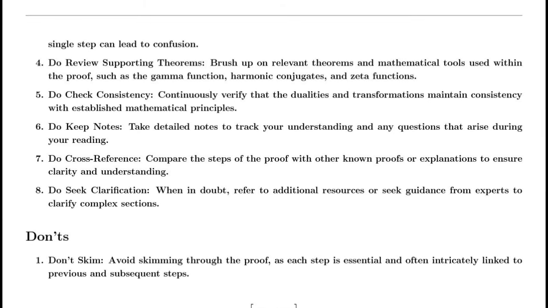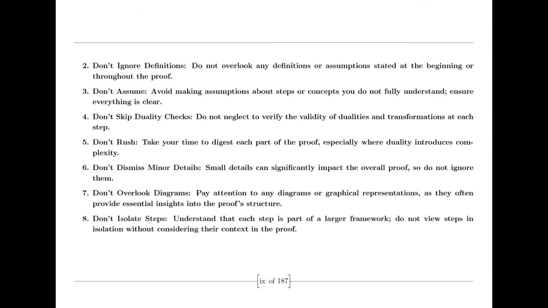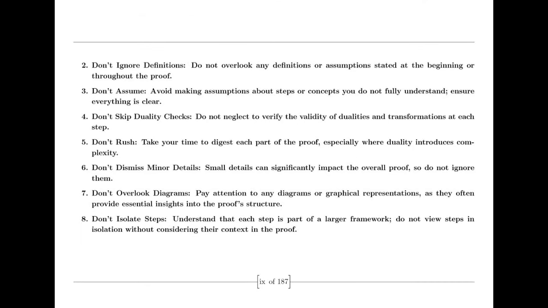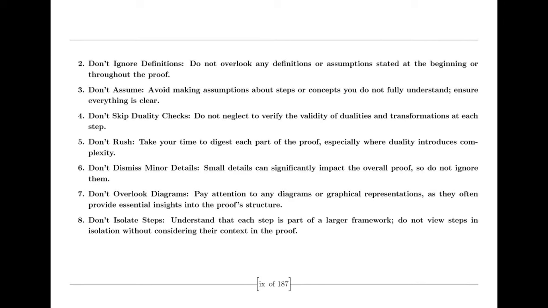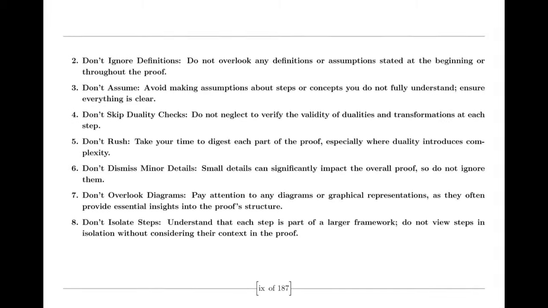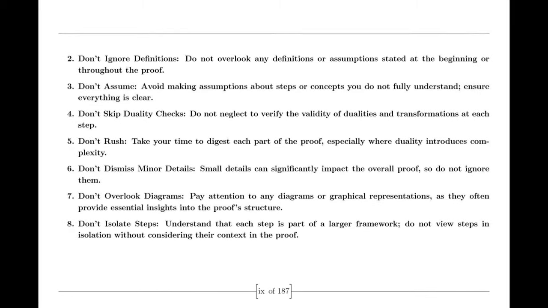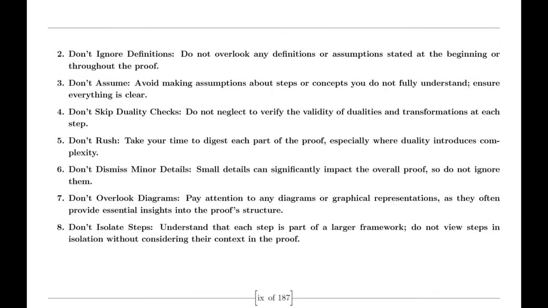Riemann proposed that all non-trivial zeros of the zeta function lie on the critical line where the real part of s is one half. This hypothesis has profound implications for number theory, particularly in understanding the distribution of prime numbers. Despite extensive numerical evidence supporting the hypothesis, a formal proof or disproof remains one of the greatest challenges in mathematics.